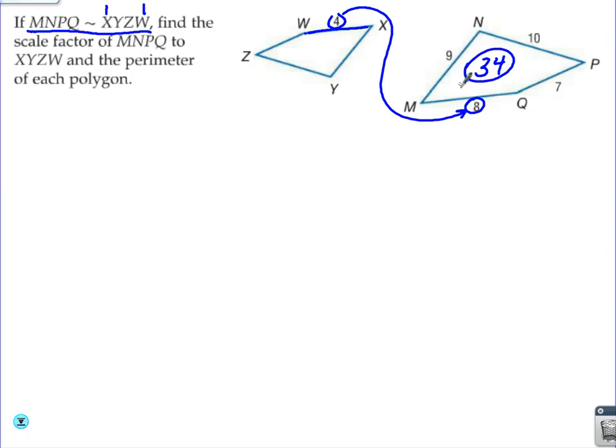That's the perimeter. So can somebody tell me what the perimeter of the first shape would be? 17. That's all you have to do. Okay. Any questions? Now later on, a few chapters from now, we'll talk about area. And I will go ahead and tell you, the area does not have the same scale factor as the side lengths. It's a little bit different.